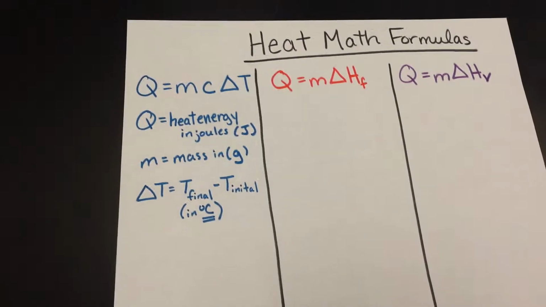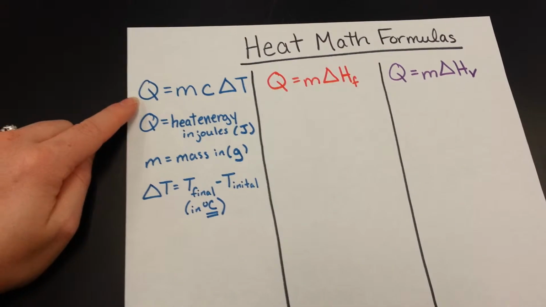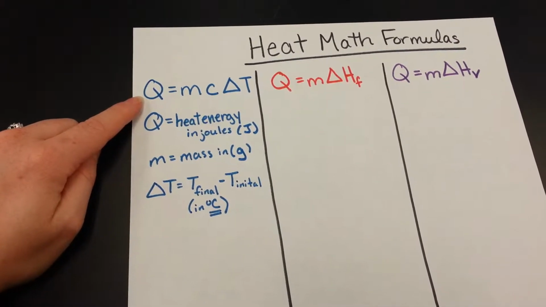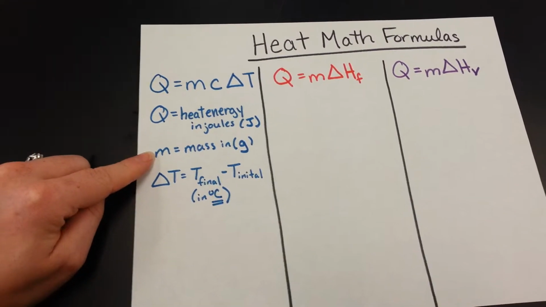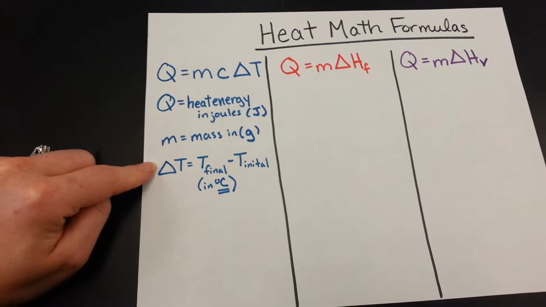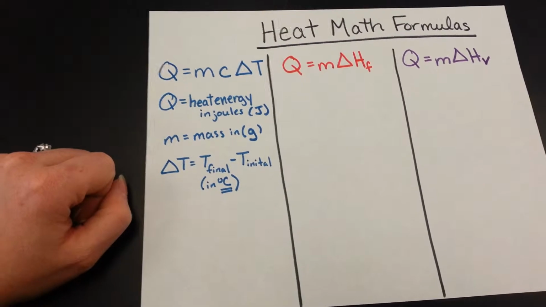Let's talk about our heat math formulas. Our first one that we're going to use, and this is used mostly, is Q equals MC delta T, where Q is your heat energy in joules, M is the mass in grams, delta T is T final minus T initial, and C is one of our constants.